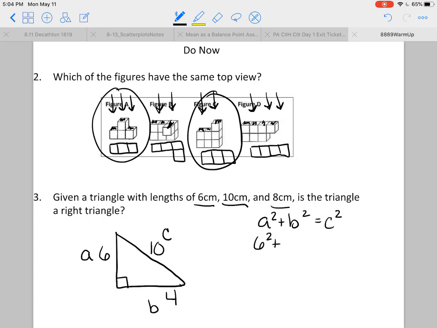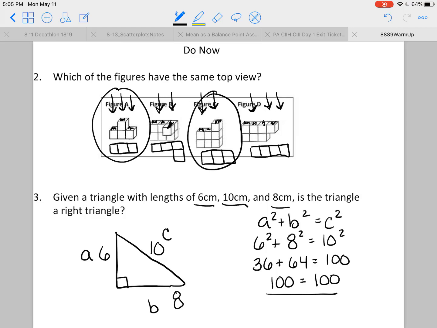So for A, we're going to substitute in 6. For B, we're going to substitute in... I am so sorry, I made a mistake. This should be an 8. For B, I'm going to substitute 8. And for C, I'm going to substitute 10. Now we square our numbers. 6 squared is 36. 8 squared is 64. And 10 squared is 100. 36 plus 64 is 100. And since we end up with a true statement, 100 equals 100, yes, this is a right triangle because those 3 sides fit the Pythagorean theorem.